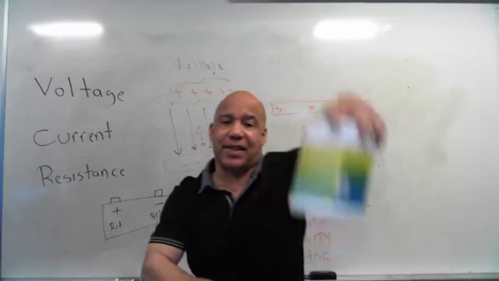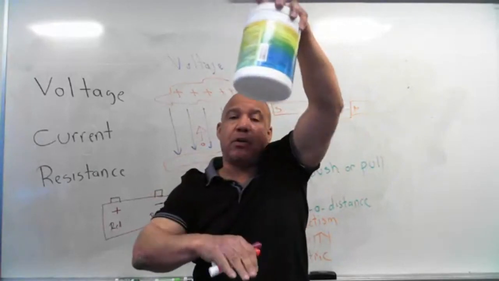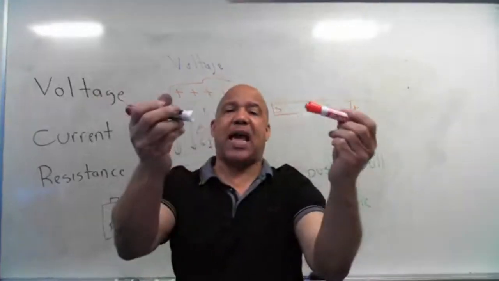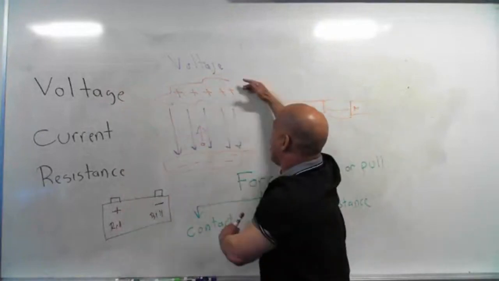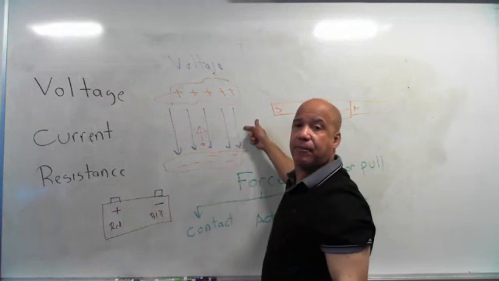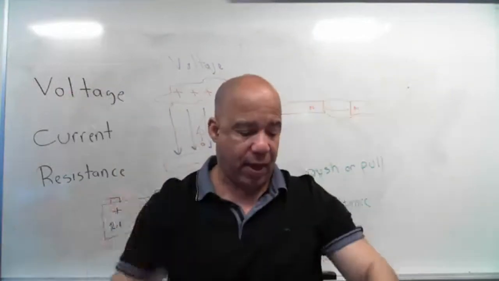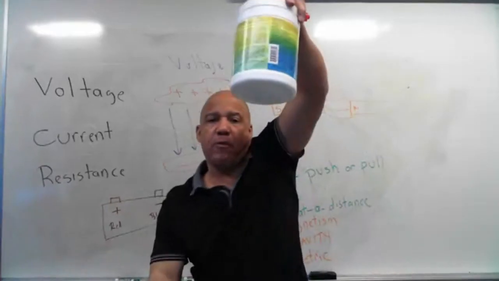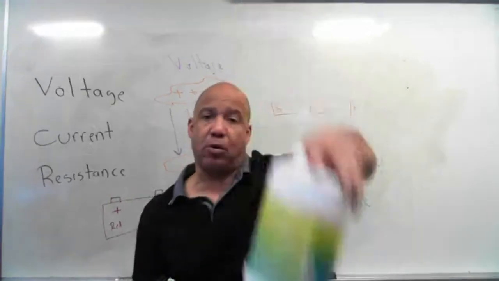Once I separate masses, I have a field between the two masses called a gravitational field. Once I separate magnets, I have a field between the two magnets called a magnetic field. And once I separate charge, I have a field between the separated charge called an electric field. If I put a paper clip in the magnetic field, it can make it move. If I drop the object in the gravitational field, that gravitational field can make the object move.